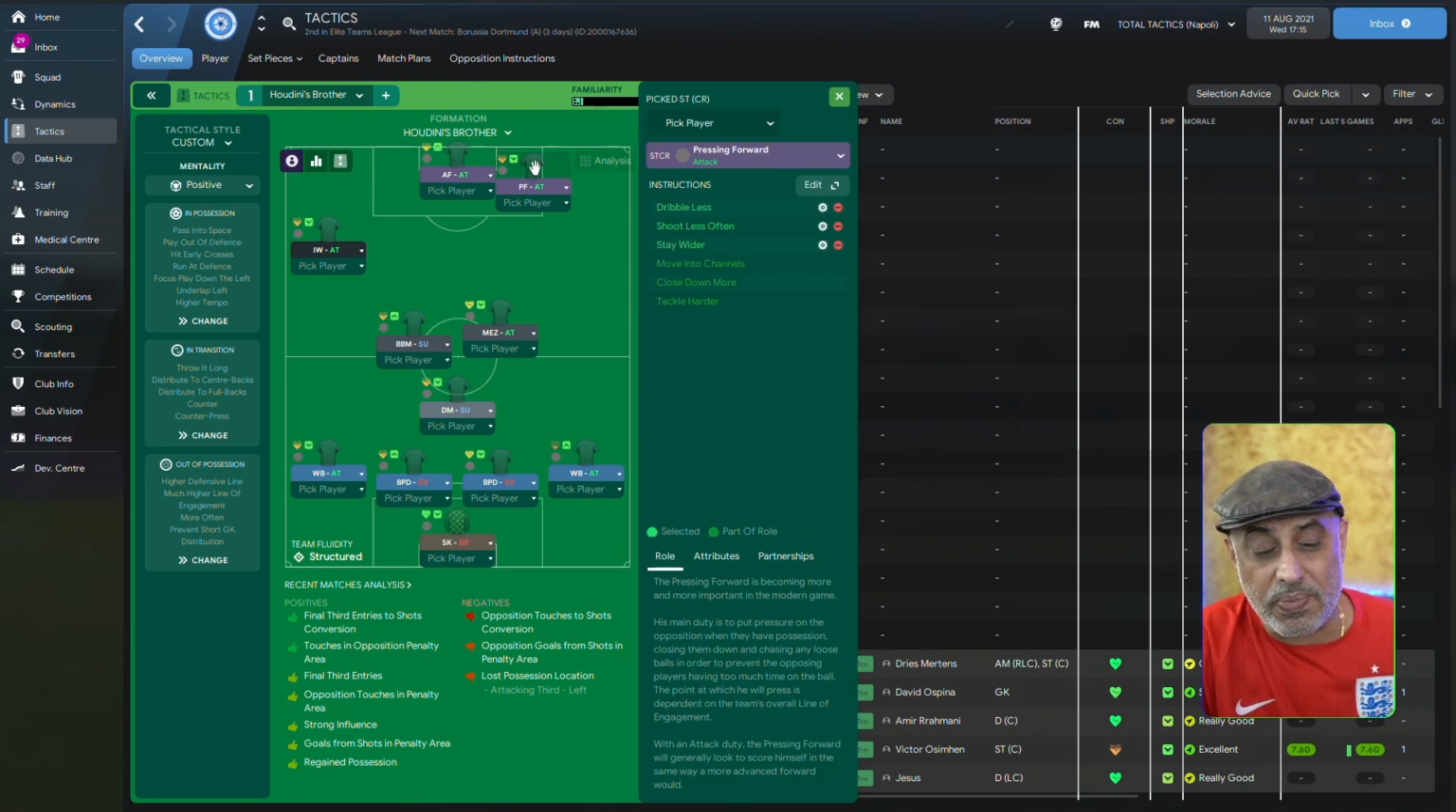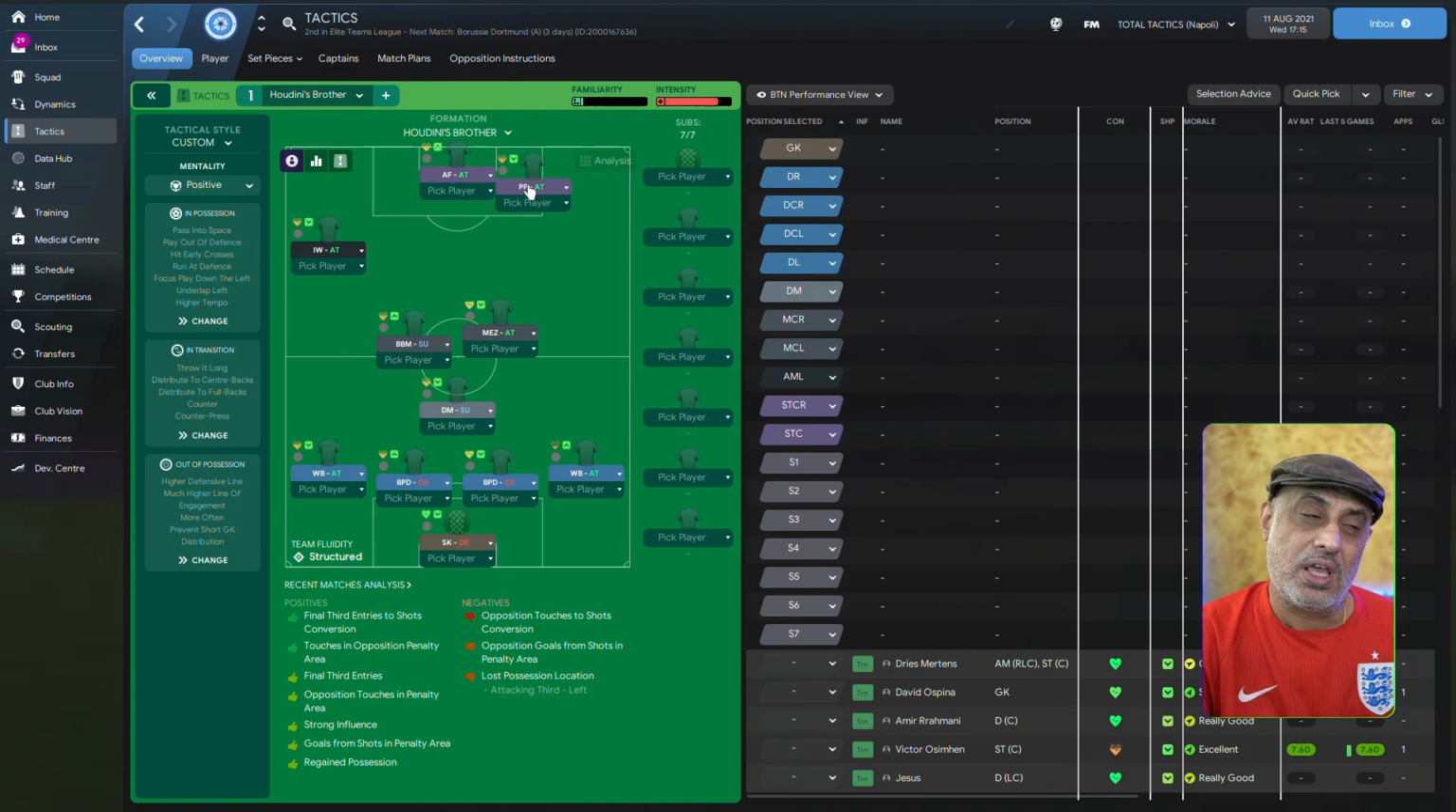We're also using a pressing forward who will move into channels. This means that he will drift right. When he drifts right, he supports the wingback. Not only that, we also have a Mazala here who stays wide. So this combination actually creates a small little triangle on the right side of the pitch.